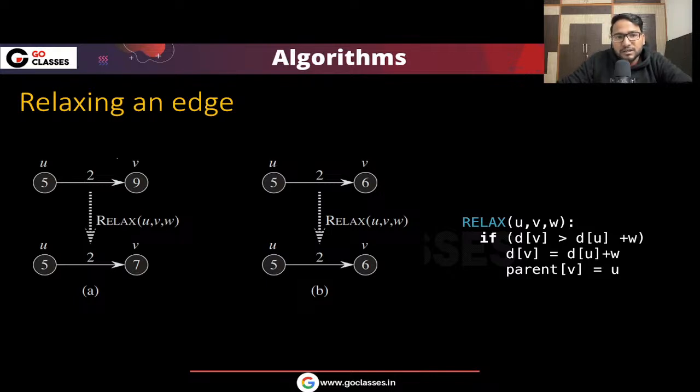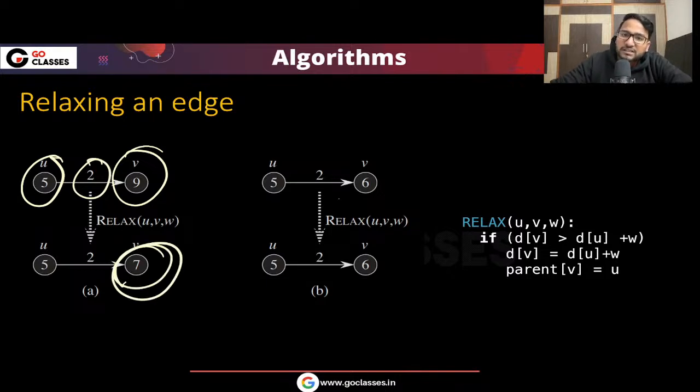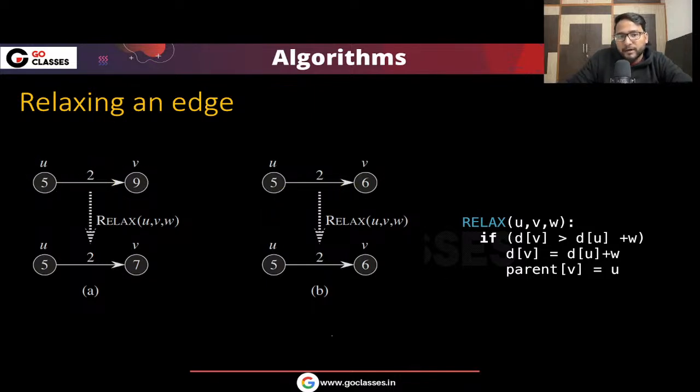Now relaxing means that, let's suppose this is 5, this is 9. If this is 2, then you will make it 7. But if it is 6, then you will not update it, right? 5 plus 2 is 7, so you will not update it. So relaxing may update or may not update, right? This is update, this is may not update.